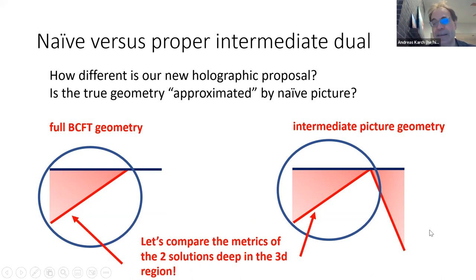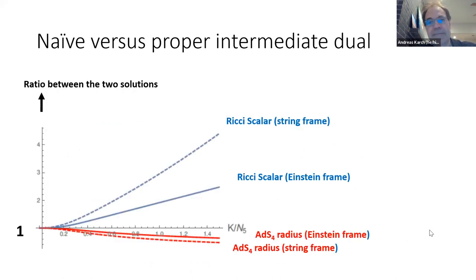So we can look deep inside the 3D region and compare the solutions there, compare the metric and see how similar they are. Here are a bunch of measures of how similar the metrics are: the Ricci scalar in either string or Einstein frame, or the AdS4 curvature radius in 3D in either Einstein or string frame. What I'm plotting is the ratio of these quantities in the two geometries, the true BCFT tool and our new intermediate geometry, as a function of the parameter k over N5. Generically, they look nothing alike. These are order one ratios, off by like 100%, except when I go to the limit that k over N5 goes to zero.